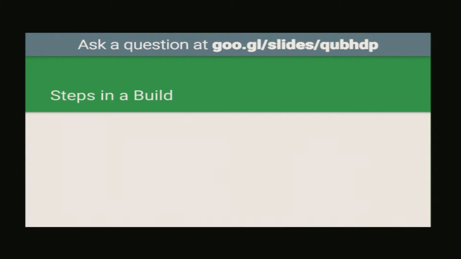The steps in a build process are downloading packages and applying patches. You might make a modification: I like this particular version, but maybe I don't agree with this particular functionality, so I'm going to make a change to it.